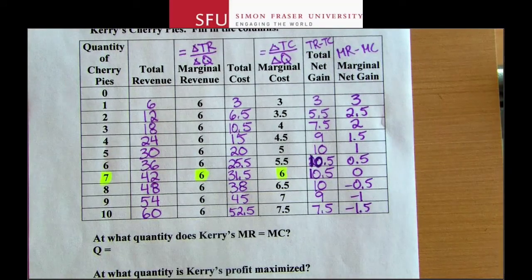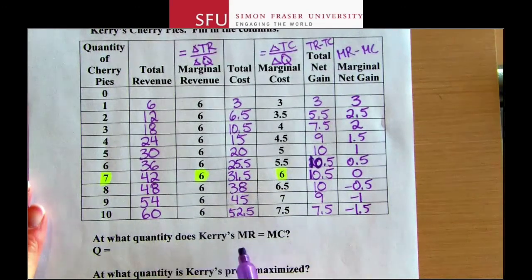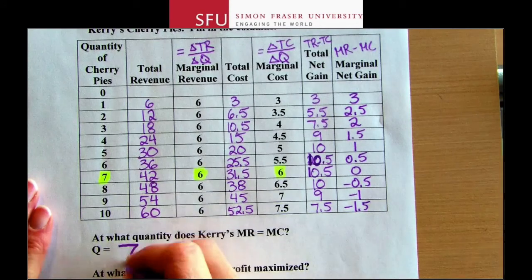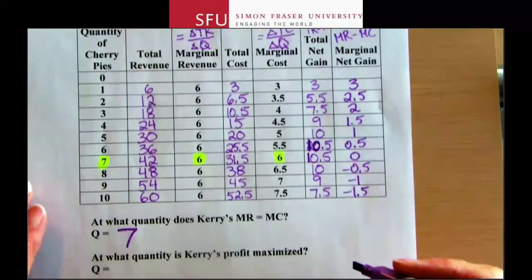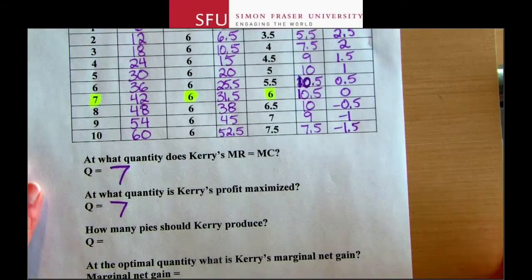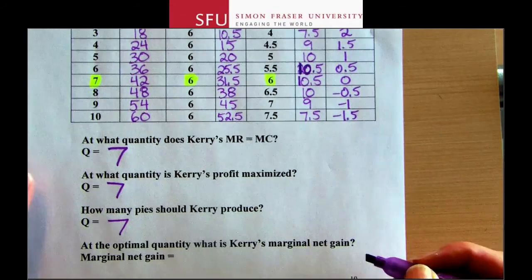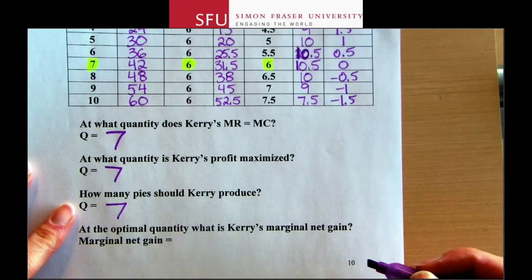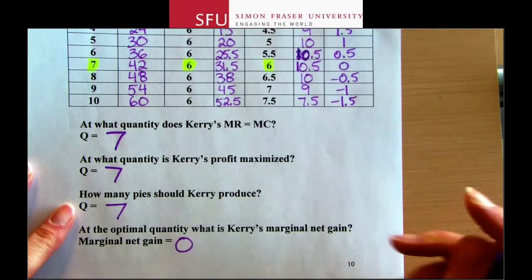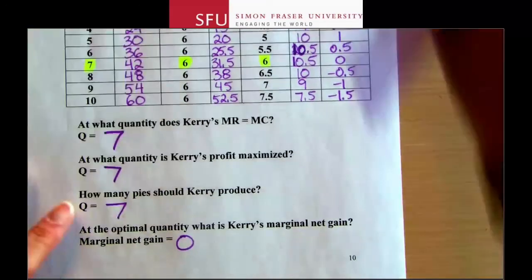Okay, so now we can answer the questions. At what quantity does Carrie's marginal revenue equal marginal cost? So that's at 7. At what quantity is her profit maximized? So that's at 7. How many pies should she produce? Obviously 7. And at the optimal quantity, her marginal net gain is 0. So she's just breaking even on that last unit.